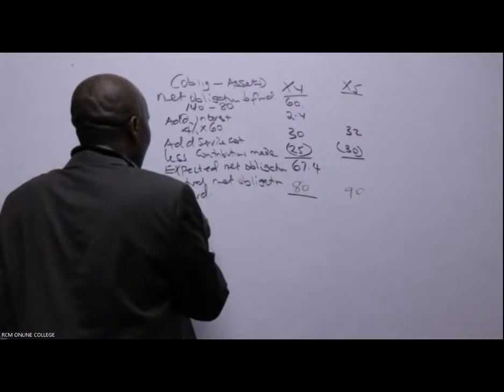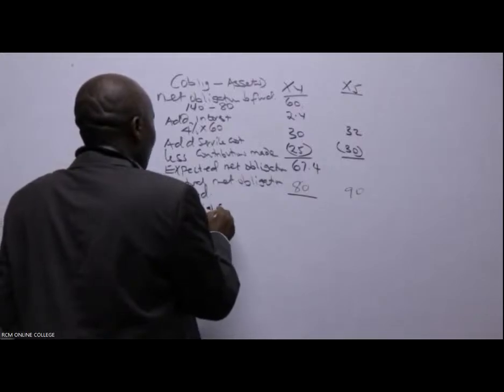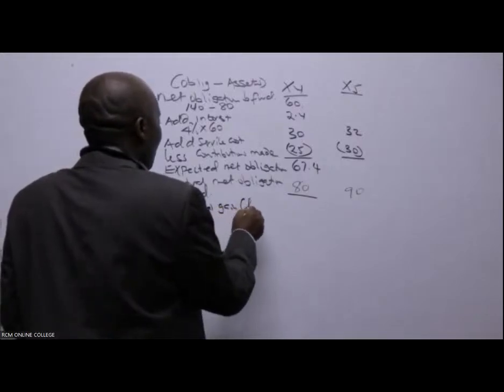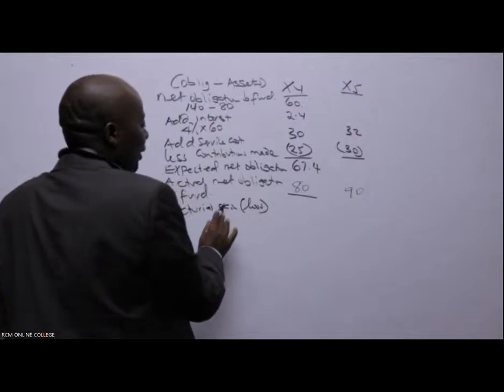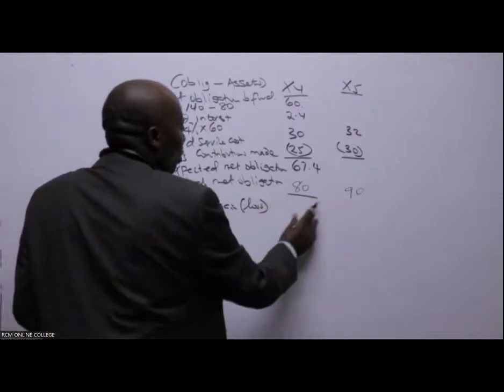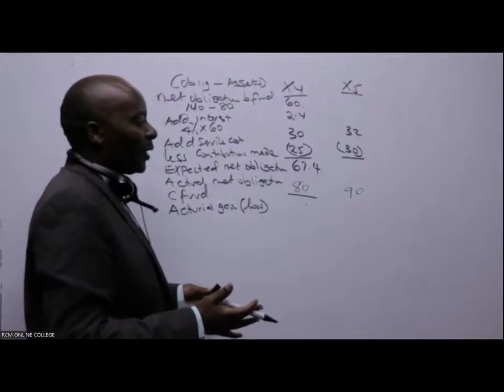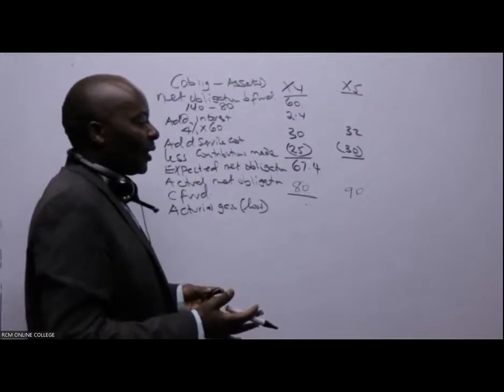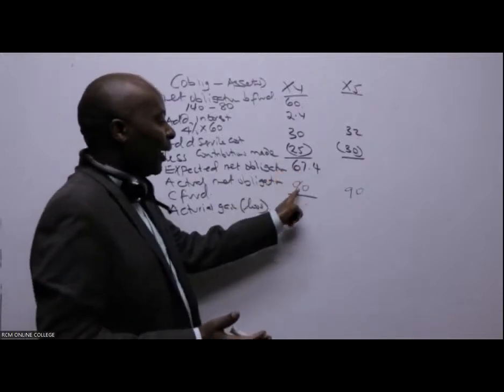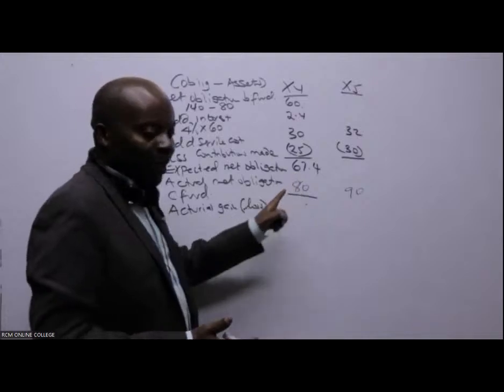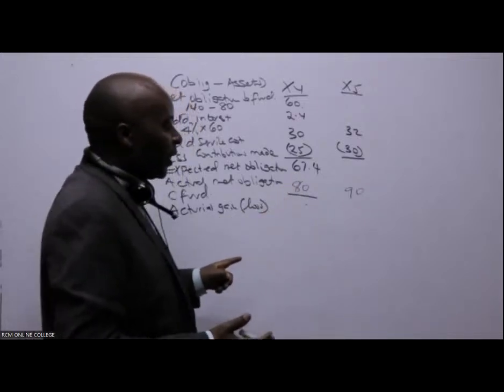So give me the actuarial gain or loss. Here I have to write gain or loss because I've got 2 years. I don't know what will happen. So the loss will be in brackets, right? So we have here 67.4 minus 80. 67.4 minus 80 gives me, is it 12.6?